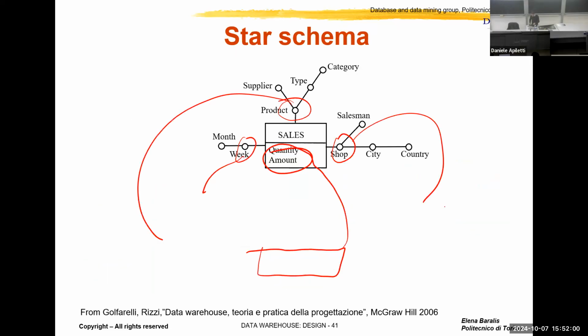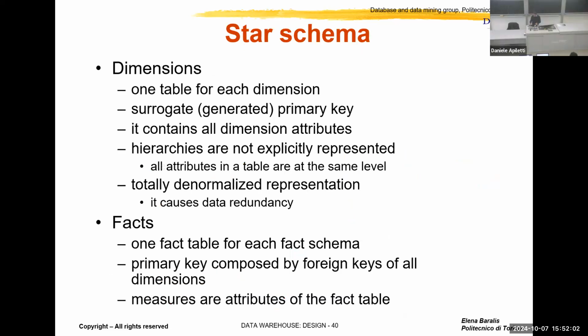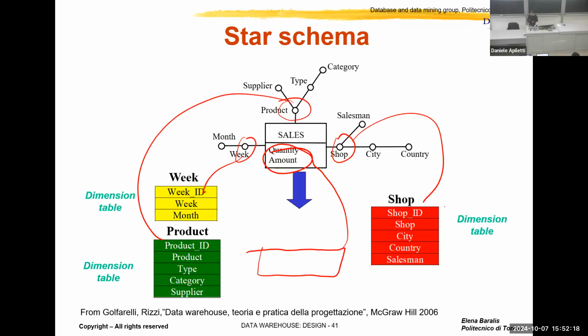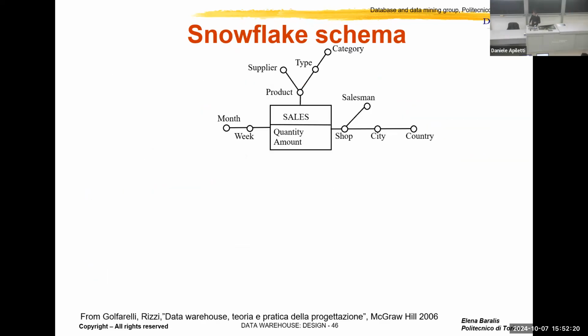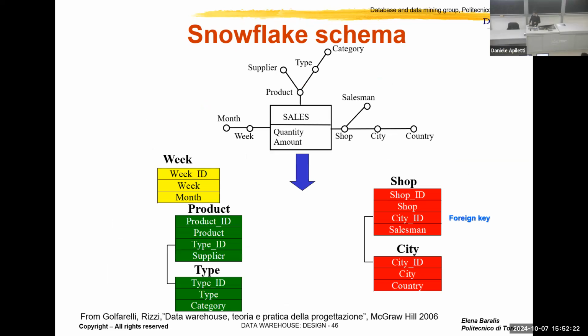Let's see if I told you everything about these. Yeah, surrogate primary key, we've done it. One table for each dimension. Dimensions, hierarchies are not explicit, I told you. Totally denormalized, yes, data redundancy. And the fact, one fact, primary key, and measures. Yeah, that's it. Okay. Now the snowflake is like this.